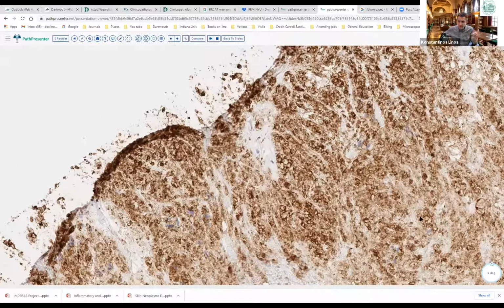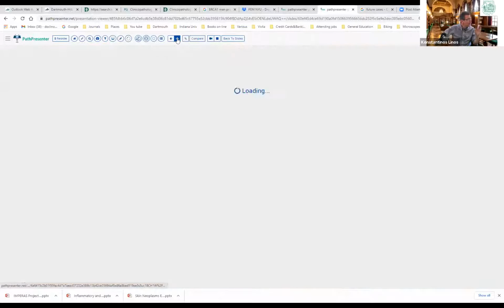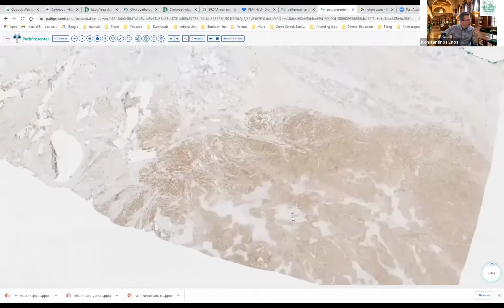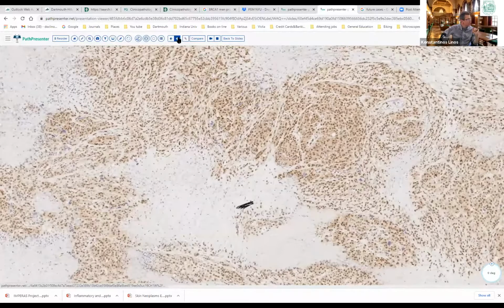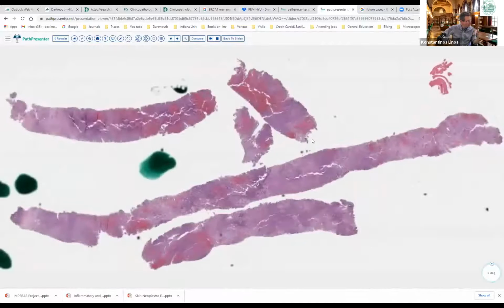You have this kind of granular brown positivity. It's not adequate to be absolutely certain that you're dealing with a neoplasm with endothelial differentiation, because it can actually stain histiocytes to a significant extent. But this was positive, and that was the ERG stain that we did. It was positive.